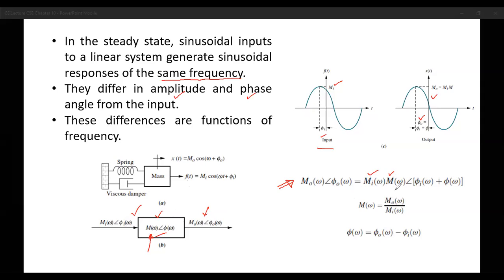Now, we are interested in how to represent our system, so we are interested in M(omega) and phi(omega). We want to figure these two out. If you divide the output by the input, then you're going to find out the magnitude of the system, and as for the angle, it is subtracted. If you subtract the input phase from the output phase, then you're going to find out the phase of the system. Very basic idea.